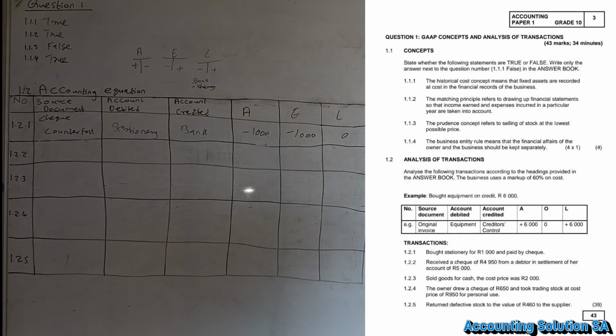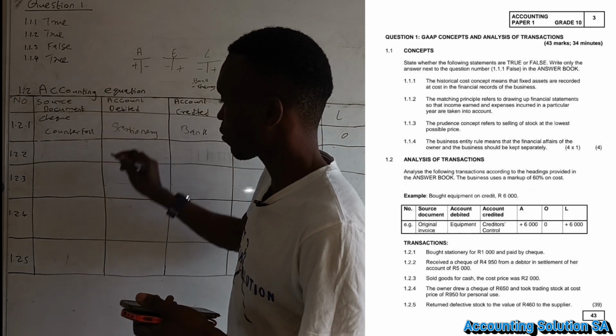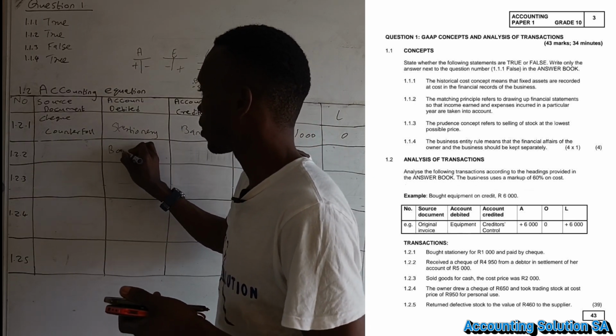Okay, so which two components are we going to record in this case? Number one is going to be debtors control and bank. Bank we are going to debit because we receive money from a debtor. Okay?